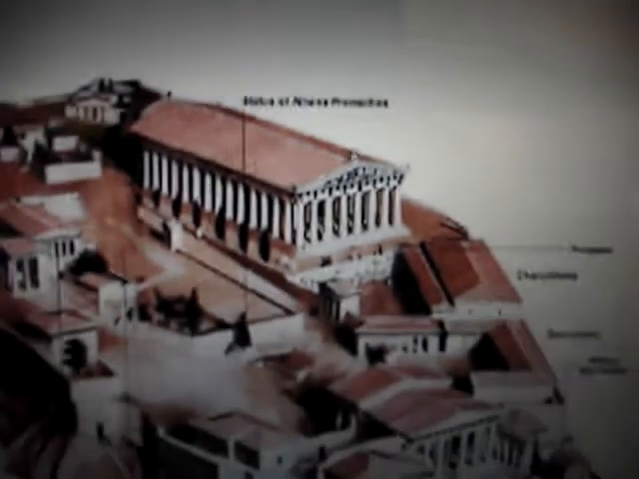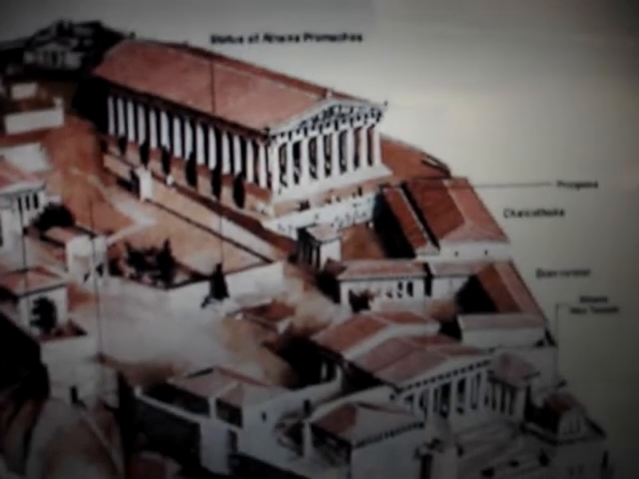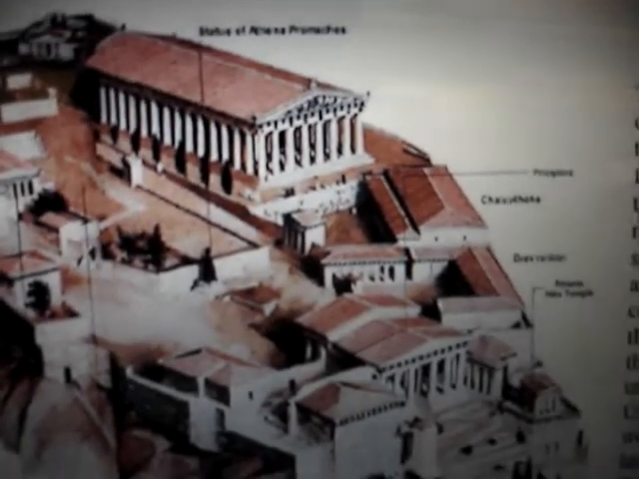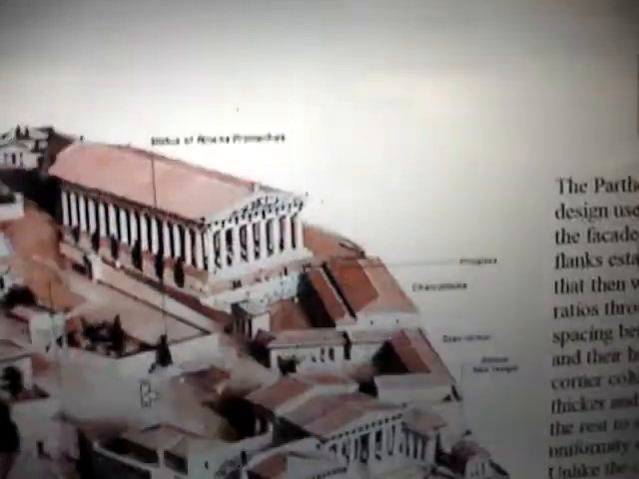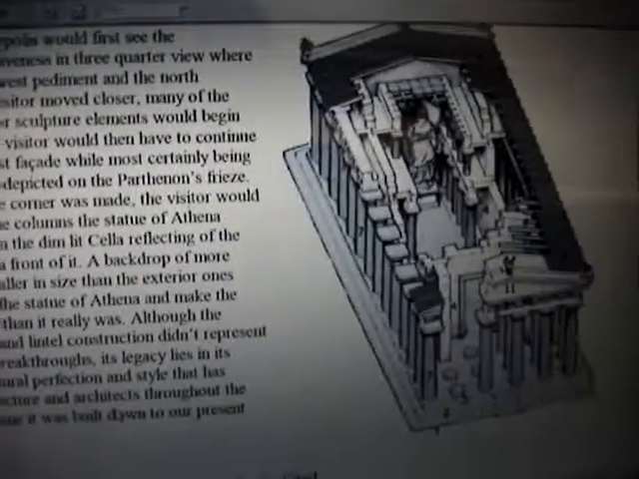The visitor would then have to continue east towards the east facade, while most certainly being awed by the scenes depicted on the Parthenon's frieze. Once the turn at the corner was made, the visitor would then see through the columns the statue of Athena, glistening slightly in the dim-lit cella, reflecting off the pool on the floor in front of it.